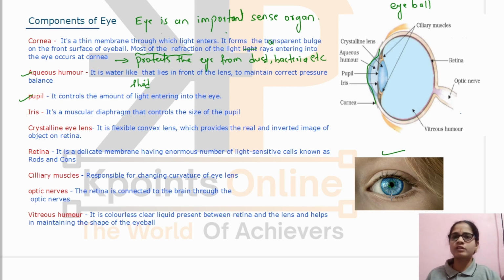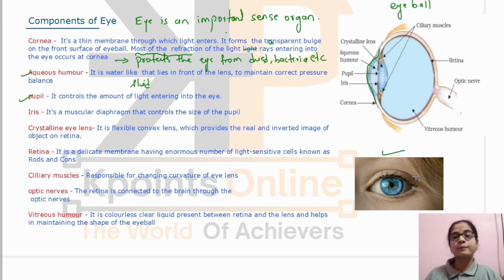For example, if you are going into very intense sunlight and you are looking at the sun, maximum sun rays will enter into our eyes, and all of a sudden when maximum light enters your eyes, it can damage our eyes, because the eye is a very sensitive organ.